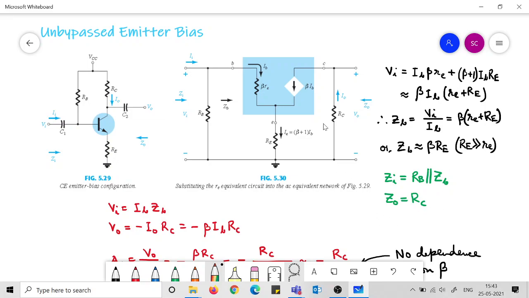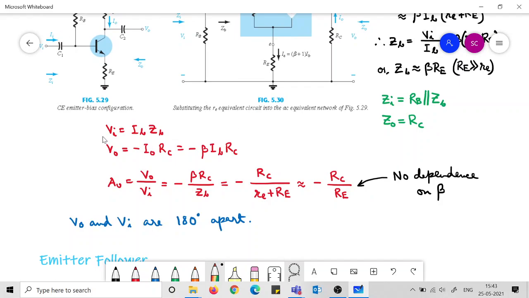What is Z0? Very simple. Z0 is nothing but RC only. While calculating Z0, remember we have switched off V0, so this branch is not present and hence the impedance is only RC.